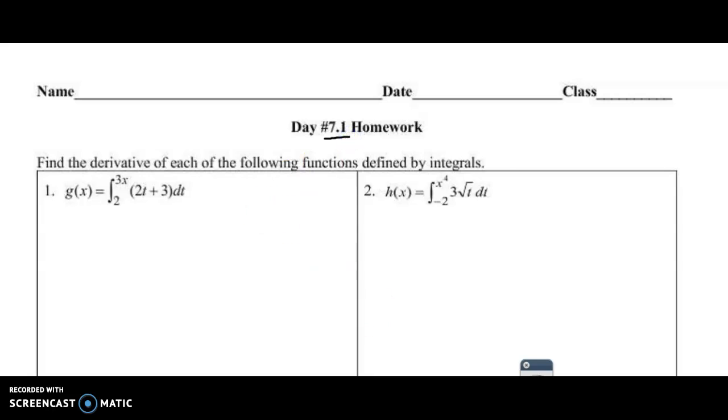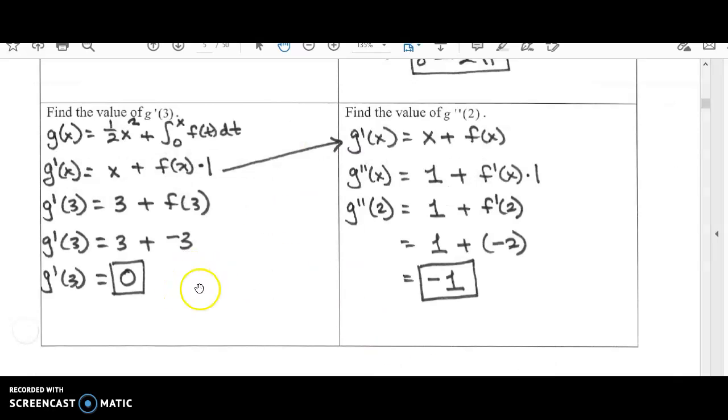7.1, in case you didn't catch the last two problems.